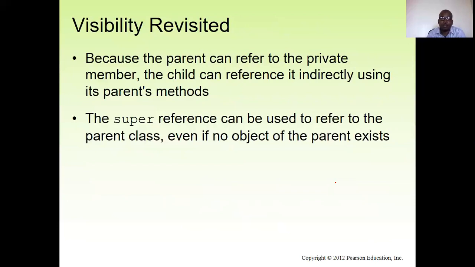Because the parent can refer to the private member, the child can reference it indirectly using the parent's methods, and the super reference can be used to refer to the parent class, even if no object of the parent class exists. That's interesting. So I create an instance of the child class. I don't need an instance of the parent class to be explicitly created if I extend. So I can assume that the child class gives me access to the parent class without explicitly creating an instance of it, all right?